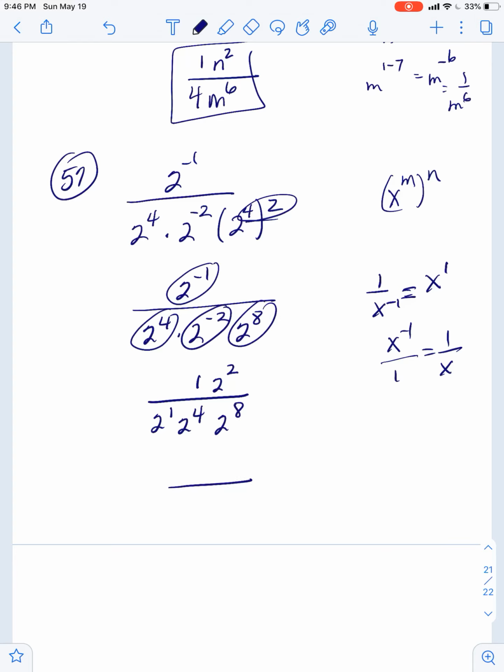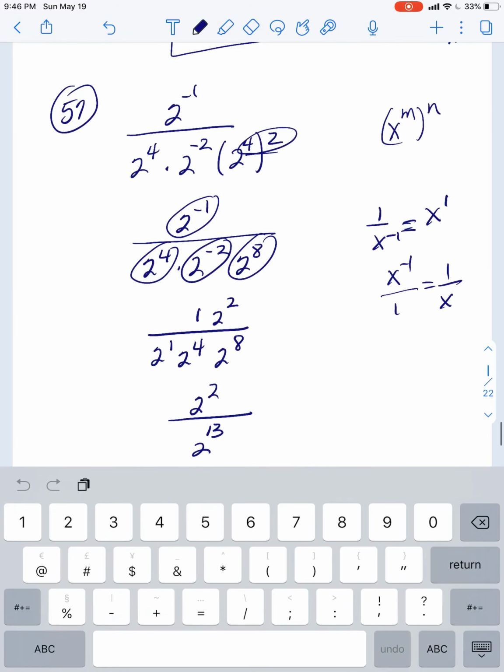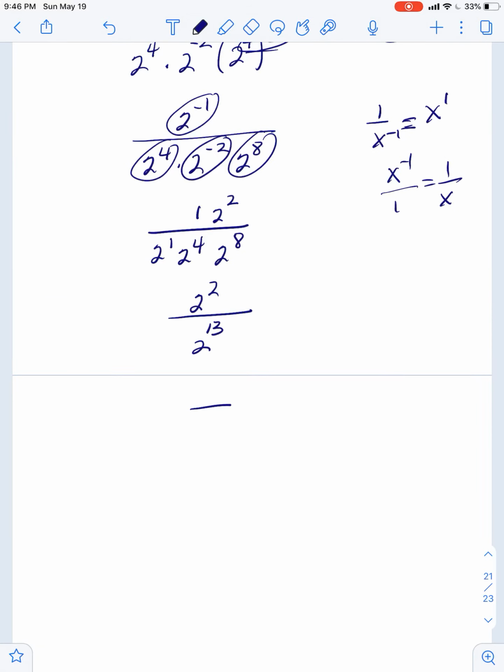Okay? And now I'm going to combine them. Oh, excuse me. So 1 and 4 is 5, and 8 is 13. Those are all to the base 2, so I just leave that. Now I'm going to do my subtraction rule. And so 13 minus 2 is 11, and I have more on the denominator, so I'm going to put that there. Now, at this point, there's nothing in the numerator, so we have to put the 1 there to hold it, okay? And that would be your final answer.